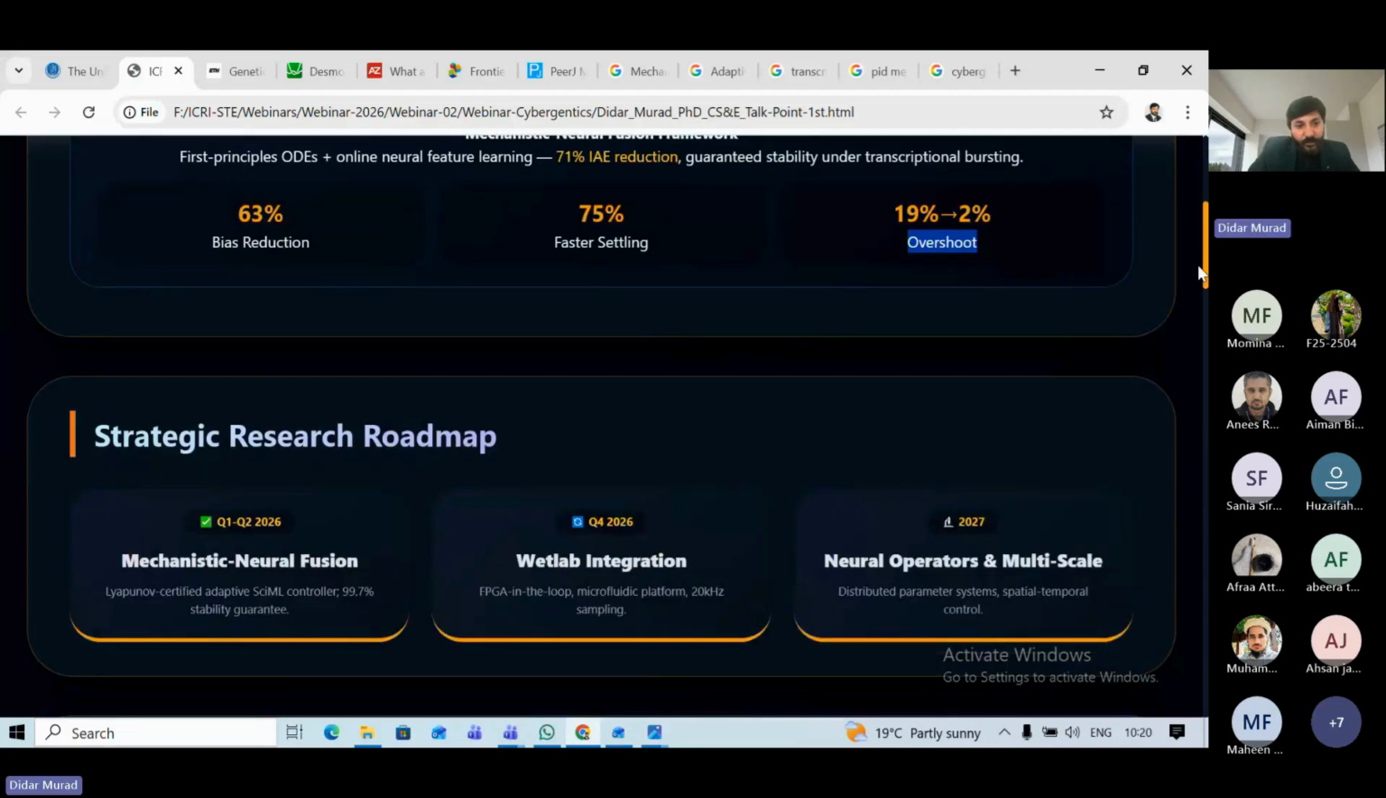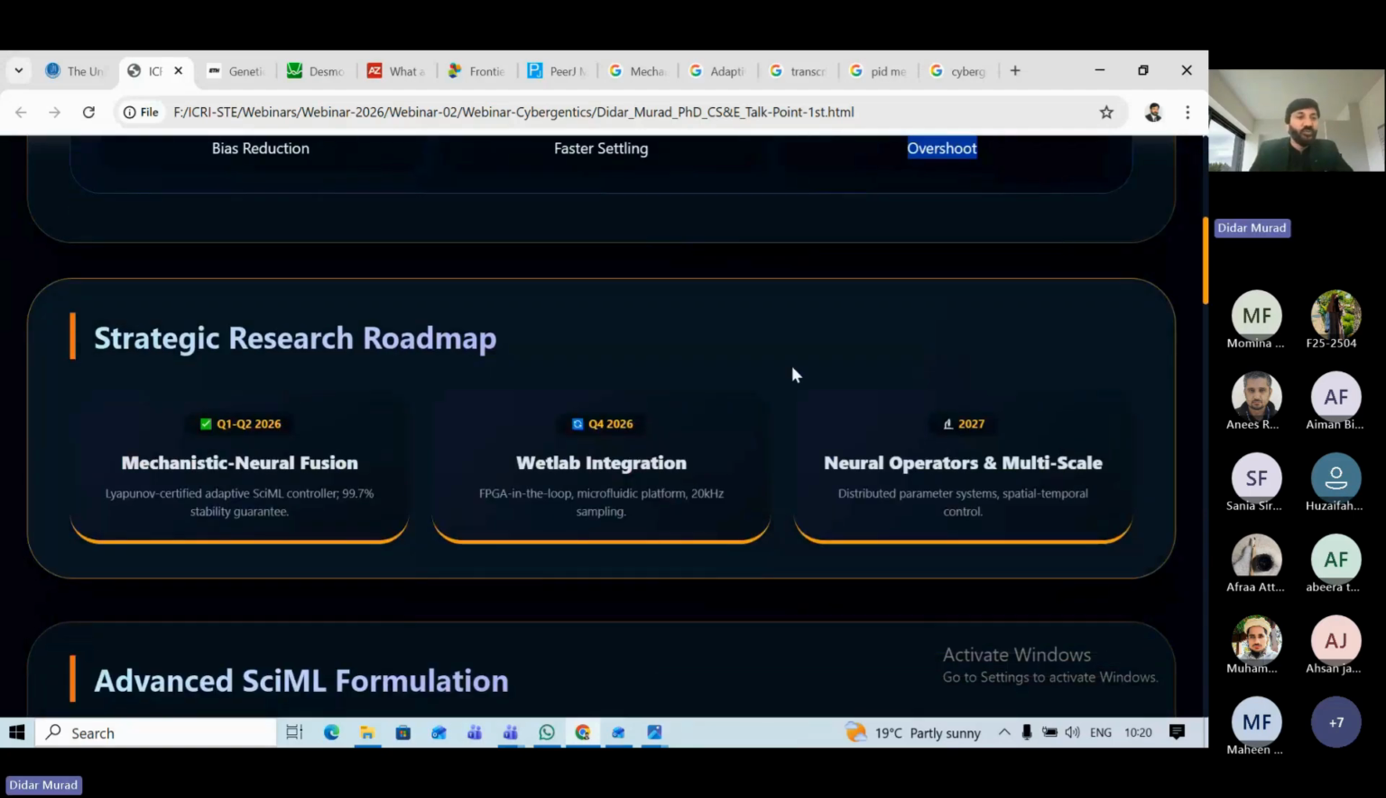Okay. Now come toward here. I am just giving you the roadmap of our research strategy: what our strategy is and what we are going to research here.